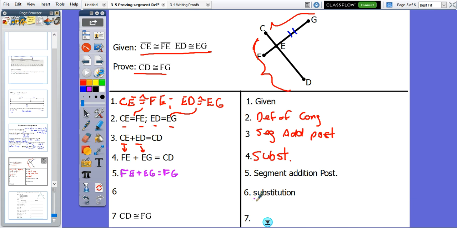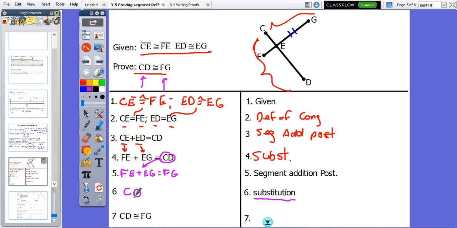Now, there's another substitution going on. The goal, remember, is ultimately to get CD on one side and FG on the other side. So we're looking at step 5. We already got FG. Well, above, we said that those exact same individual segments also equal CD. So by substitution, we're going to plug that in there.